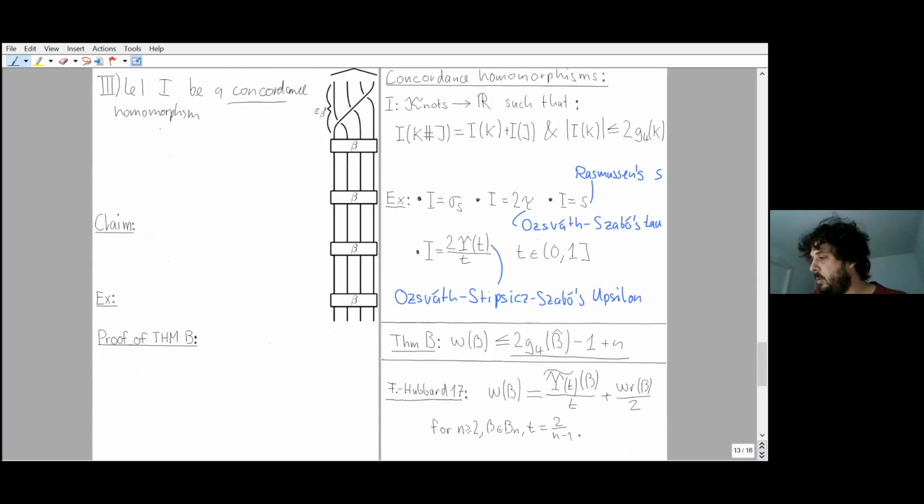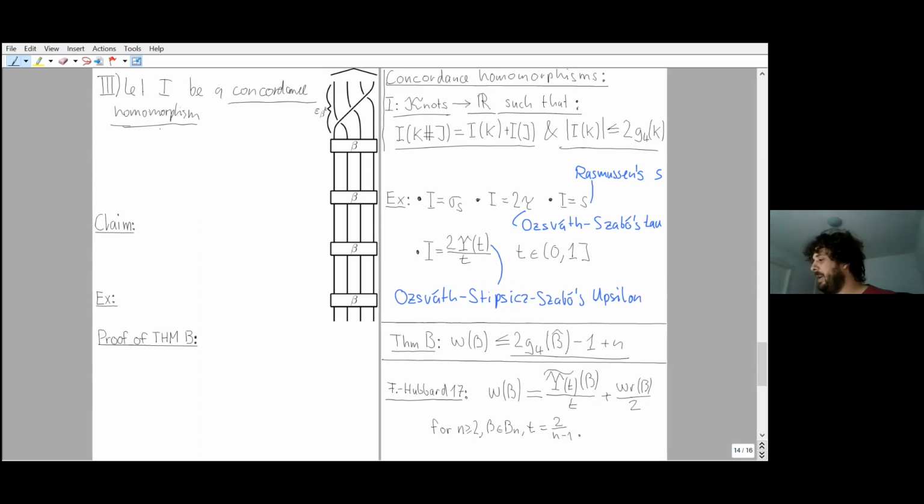Now you say, what is a concordance homomorphism? I explained to you on the right. By this, I just mean any knot invariant, so a map from the isotopy classes of knots to R, such that two things are satisfied. I'm additive on connected sum. Remember, knots is a semigroup under connected sum. And I give you a lower bound for the 4 genus.